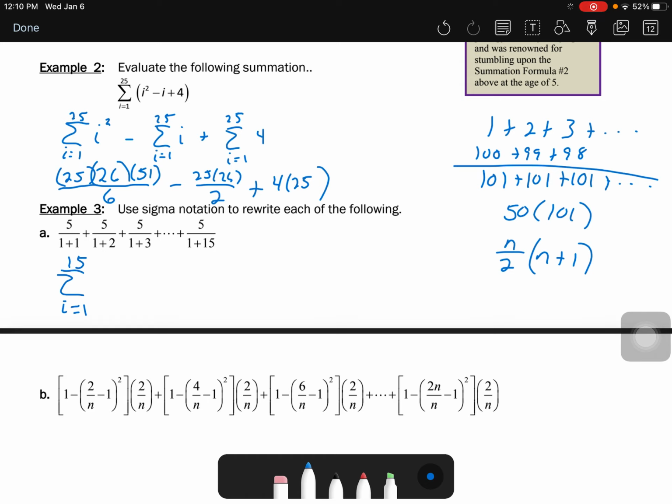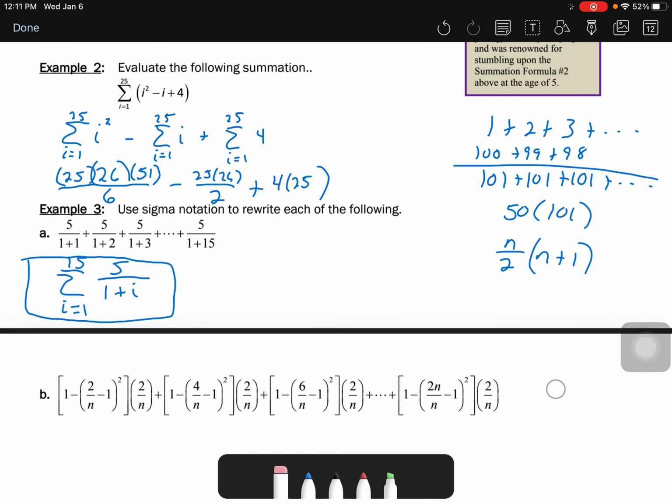And then if my numerator is always 5, I would have 5 in the numerator, and in the denominator I'd have 1 that's always in every one of these, 1 plus 1, 1 plus 2. So that's going to stay the same. But what's changing, I'm going to call that i, because i is what's changing from 1 to 15. So the first term would be 5 over 1 plus 1, the second term would be 5 over 1 plus 2, and so on. So this is my sigma notation to represent this series, and this would be my solution to that one.